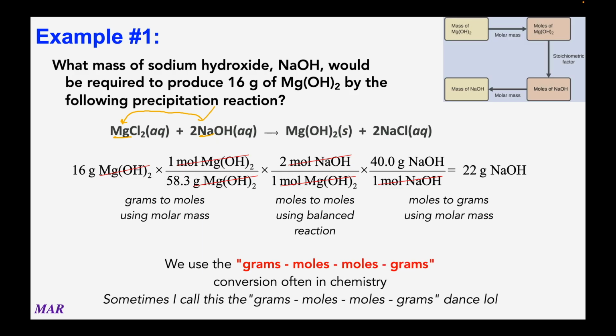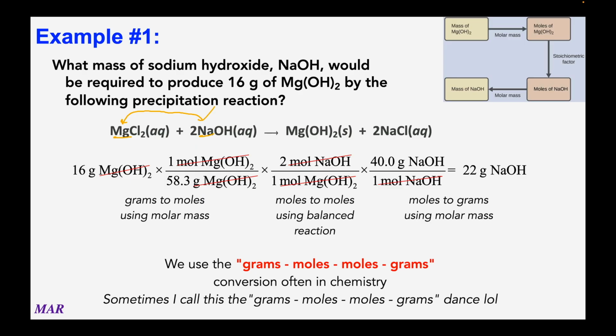So we're going to start in this case with 16 grams Mg(OH)2, and we need to turn that number into moles of Mg(OH)2. Now that 58.3 number is the molar mass of Mg(OH)2. If you take a magnesium, which I think is like 24.3, and add oxygen about 16 and hydrogen, which is about 1.0, you're going to get 58.3 grams per mole to the 10th position. And that allows us to go from grams to moles of Mg(OH)2.